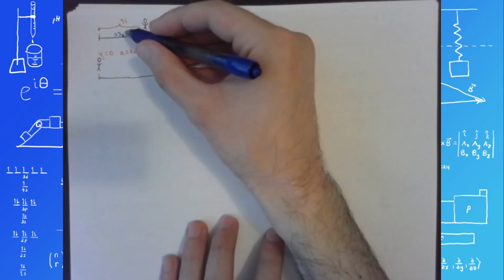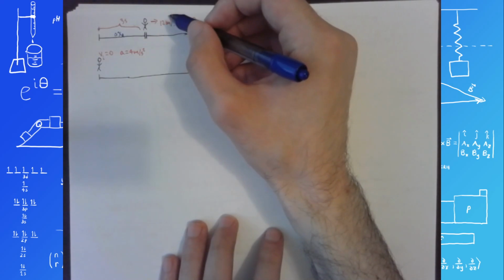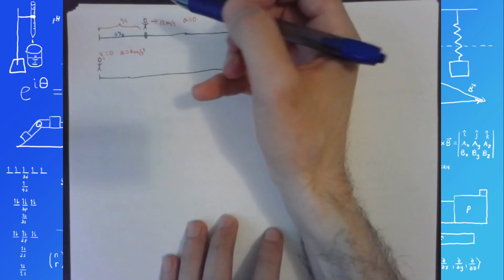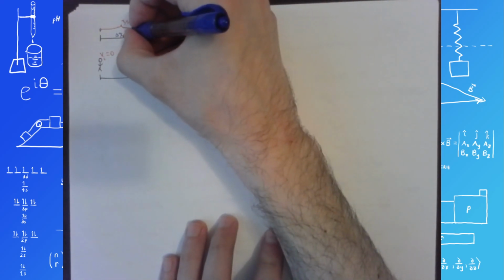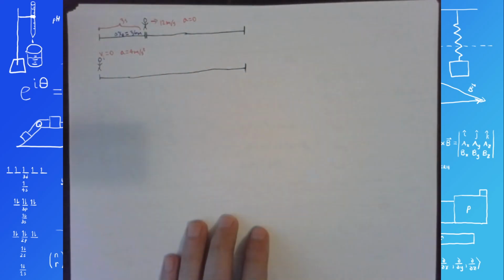And I can actually calculate this delta x0 off the bat, because if they have a constant velocity, then I can just do 12 times those initial 3 seconds. This must be 36 meters. So they start with a 36 meter lead.